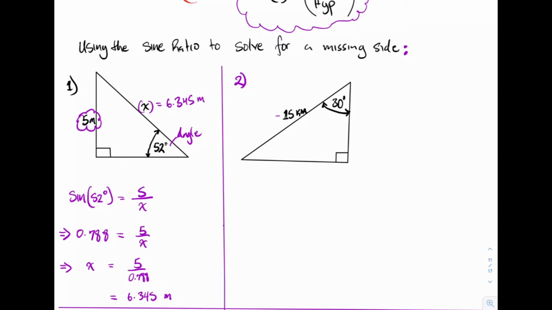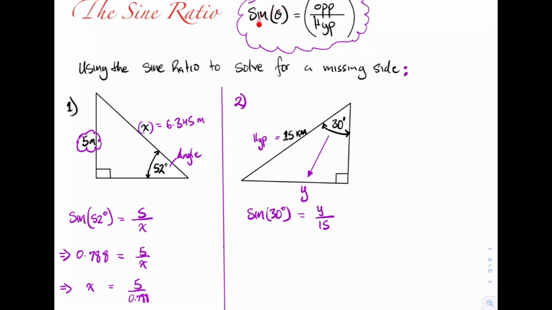Next, we look at example number 2. And notice this time we have the hypotenuse, but the opposite side is missing. So since the opposite side is missing, I'll call it y. And if I write down my equation, I should have the sine of 30 degrees, since we have 30 degrees as the given angle here, is equal to y divided by 15, because 15 is our hypotenuse. Notice what I'm doing here is I am keeping this form. I plug in the values that are known and I leave the unknown as a variable.